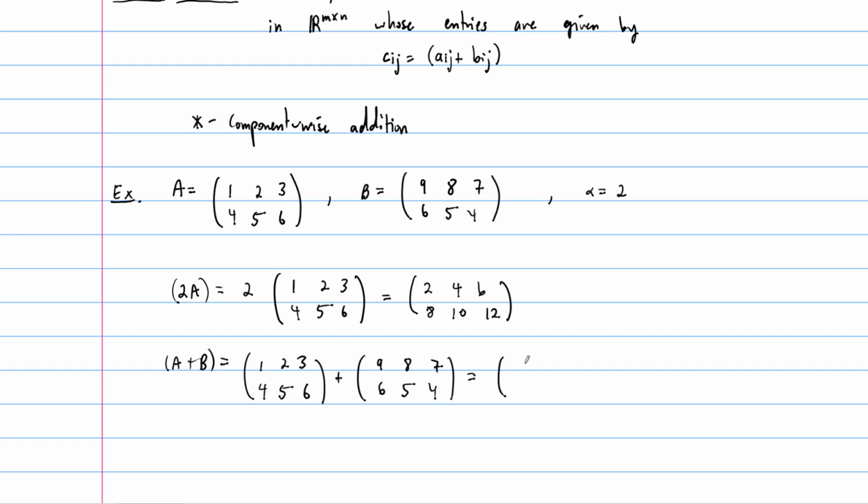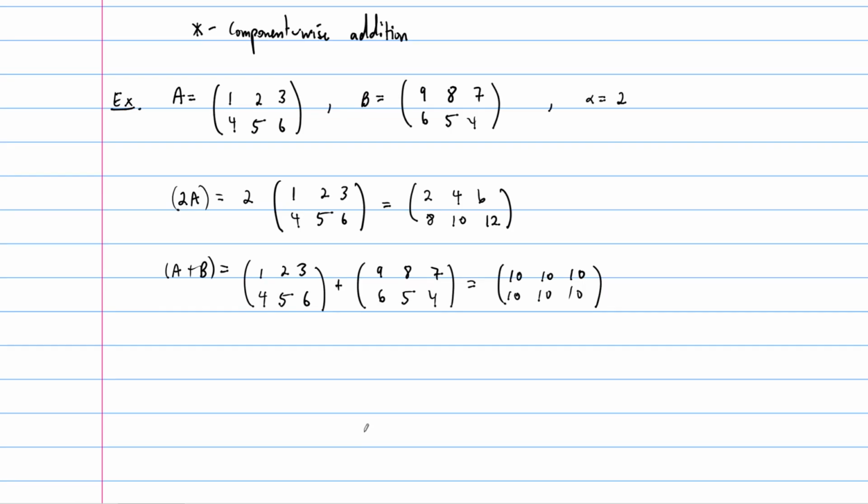And when we do this, we end up with 10, 10, 10, 10, 10, 10. So all these sum: 1 plus 9, 2 plus 8, 3 plus 7, 4 plus 6, 5 plus 5. They all add up to 10, because of how I chose these matrices. In general, these will always be different entries that depend on both of the entries in the matrices that you started with.